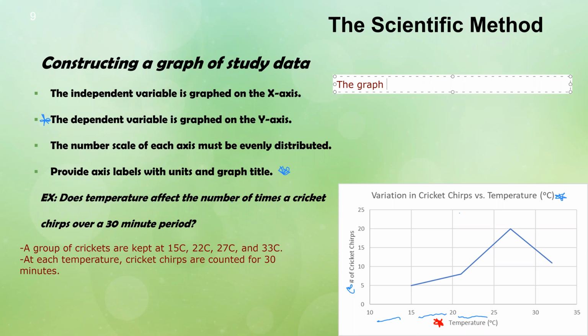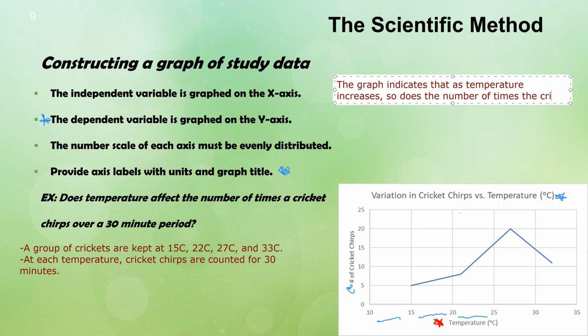So the graph indicates that as temperature increases, so does the number of times the cricket chirps, crickets. Whoops, misspelled that. Okay, until 27 degrees Celsius, at which point cricket chirps decrease.